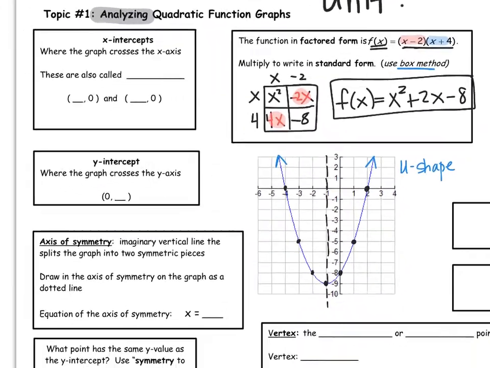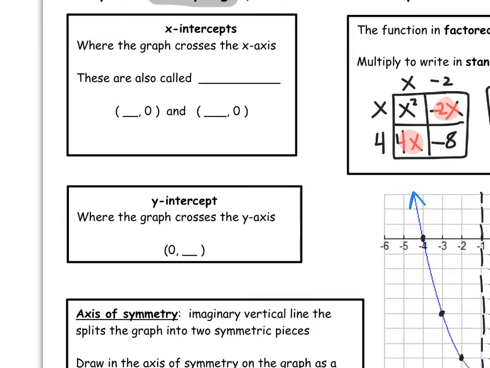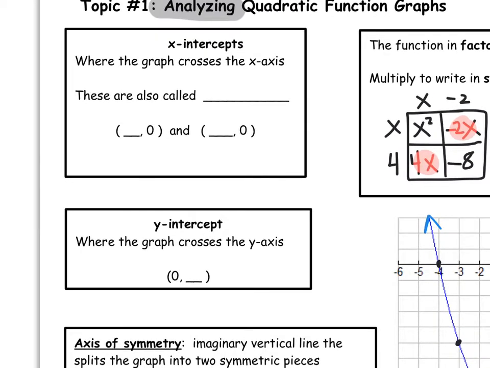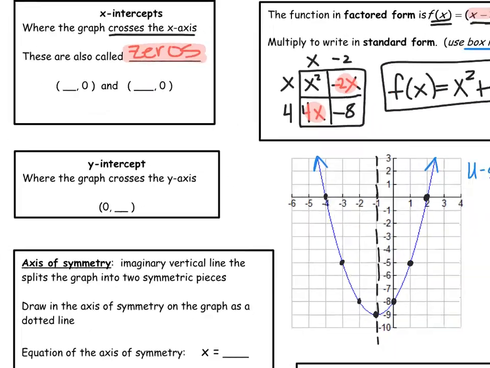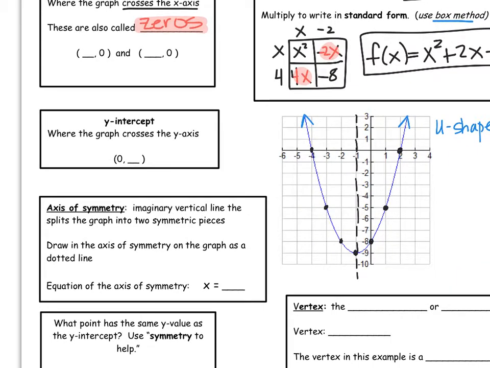Alright, so now we're going to move around here. I'm going to start at the top left. It says x-intercepts. X-intercepts, the definition is where the graph crosses the x-axis. There's another word for those. We're going to call them zeros. That word we're going to use interchangeably. Sometimes we'll say x-intercepts, sometimes we'll say zeros. The zeros, we have them on our graph. We already actually sketched them. They're here and here. So I'm going to label those. They are negative 4, 0, and positive 2, 0.